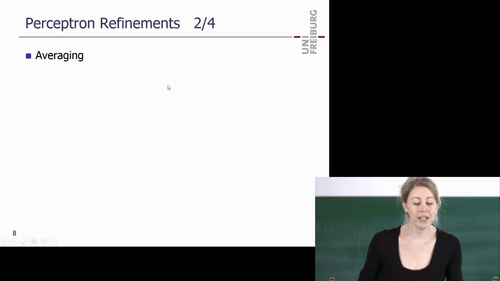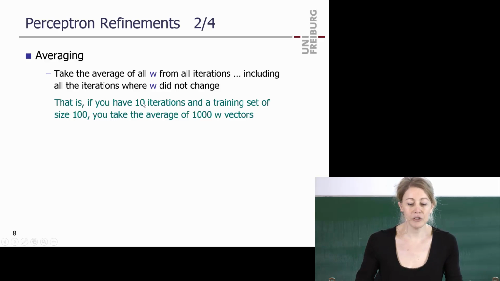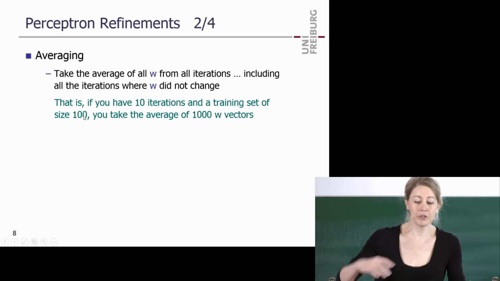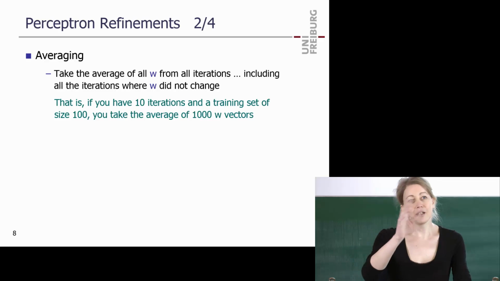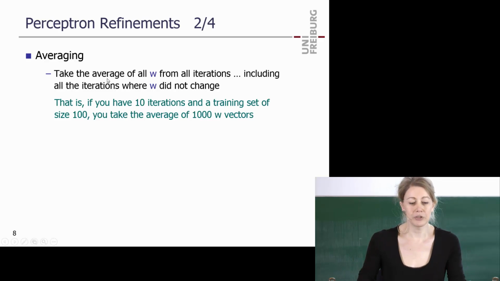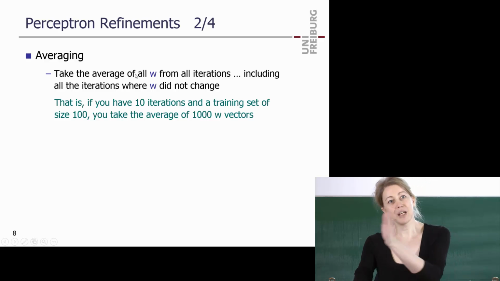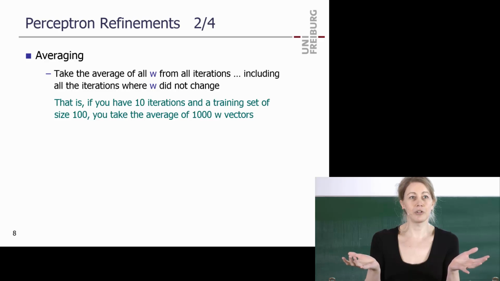That's a very simple thing, averaging. You run this perceptron for maybe 10 iterations, and you have 100 training samples, which means 1,000 times you check your W vector. Is it correct for this training sample? If not, you update it with the simple rules. Now, in the end, don't take the final W, just take the average of all the W's you have seen.